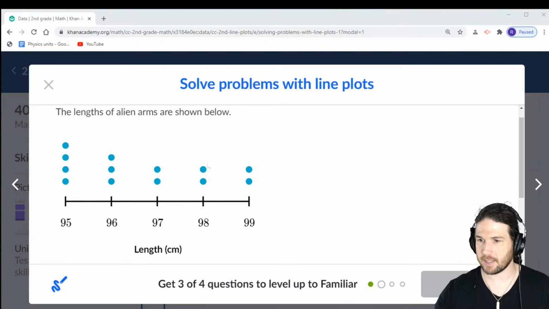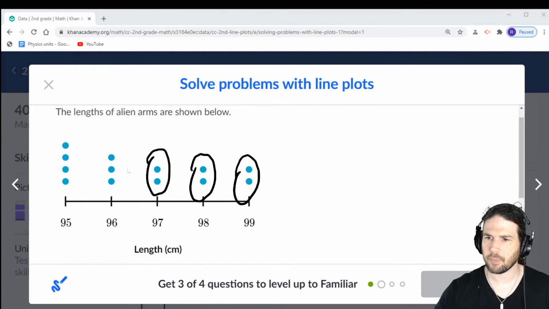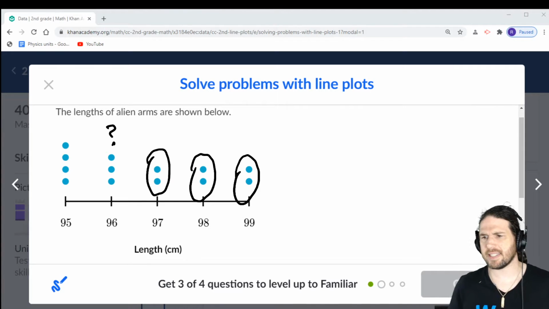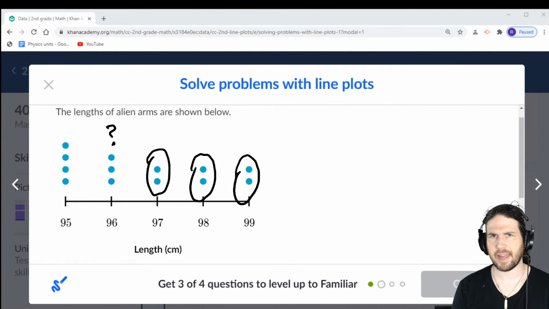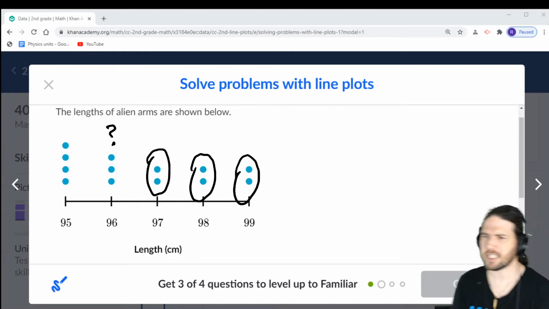So obviously, these 99s count. Obviously, these 98s and these 97s count. But what about these 96s? Are they included or are they excluded? Do they get to be in the party or do they not get to be in the party? And that all comes down to wording.